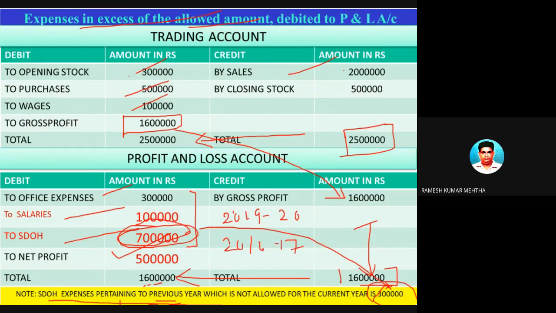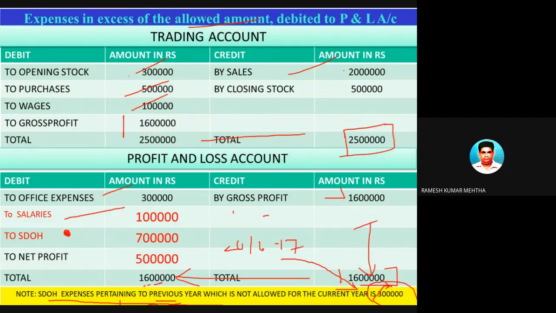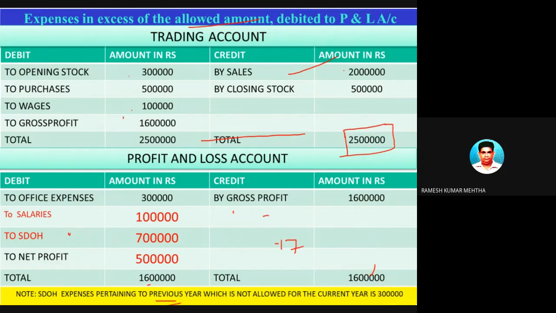Is it fair? No. So in this example, it is stated here that 3 lakh rupees of the past year expenditure is shown in this current year, as far as SDOH, selling and distribution overheads, is concerned. So there is a mistake which has been committed in the preparation of this profit and loss account.